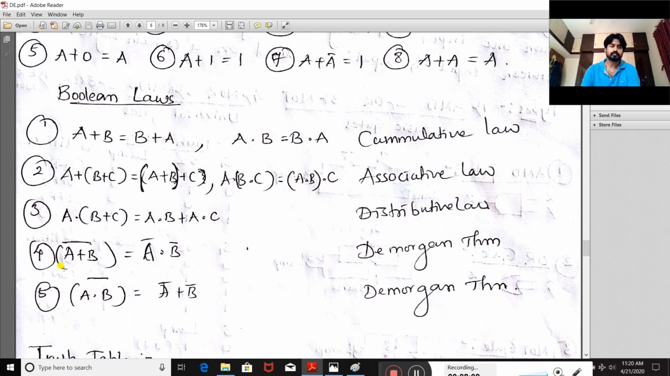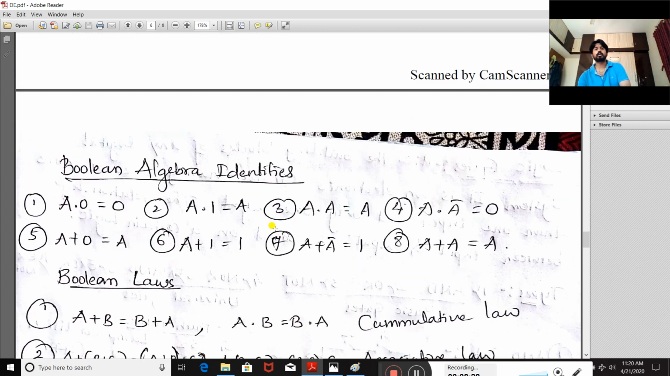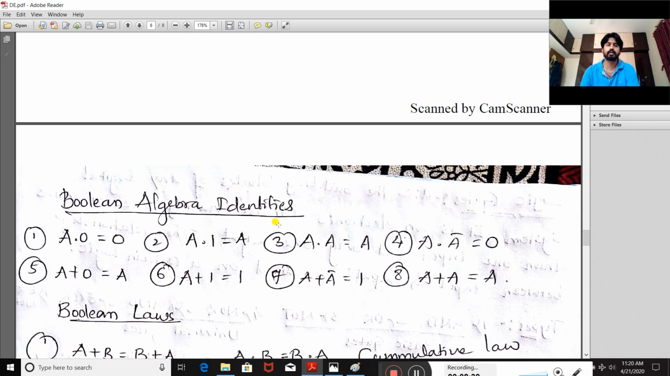Now here (A plus B) whole bar is equal to the opposite, that is A bar dot B bar. So it becomes multiplication. And if it is (A dot B) whole bar, that is multiplication, then it becomes addition, A bar plus B bar. This is called De Morgan's theorem. So this is all about the Boolean algebra identities and Boolean laws.